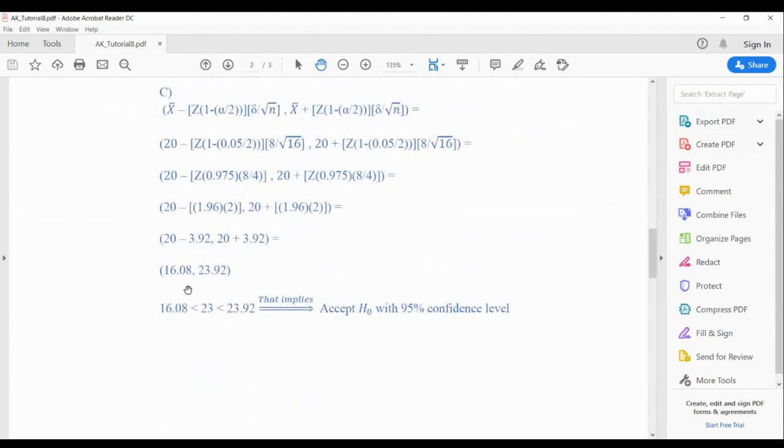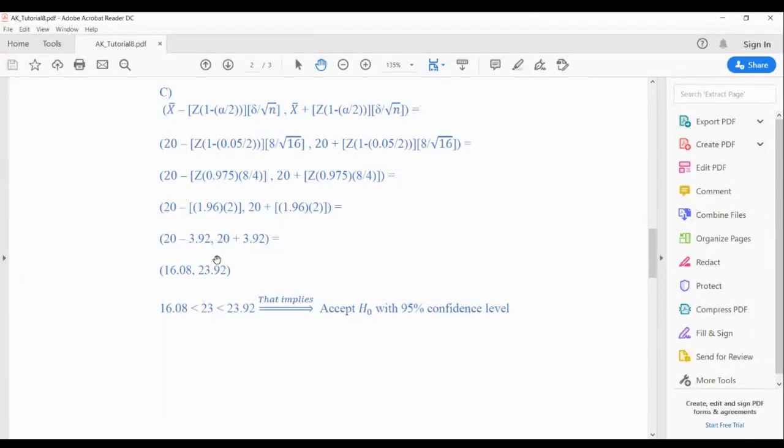Okay, assume that finally we found the confidence interval like this. If I want to check whether the mean of my population is equal to 23 or not, I should check whether 23 falls inside this interval or not. I can see that 23 is between these two values. That implies that you can accept H0 with 95% confidence. If, for example, I want to check for mu equal to 25 or not, I reject H0 with 95% in that scenario.